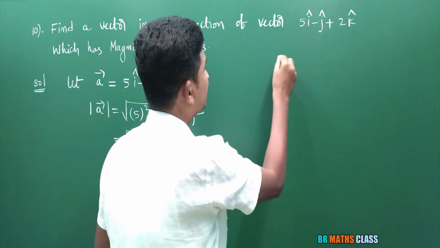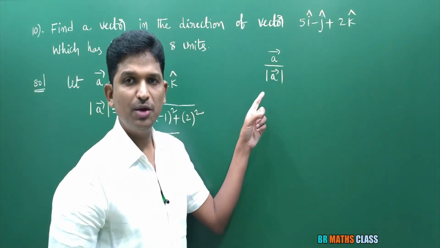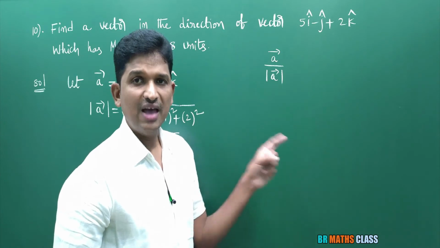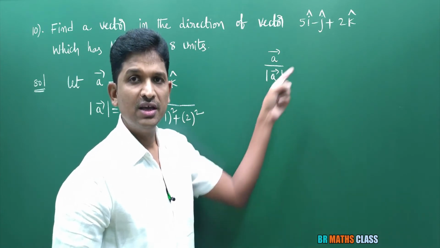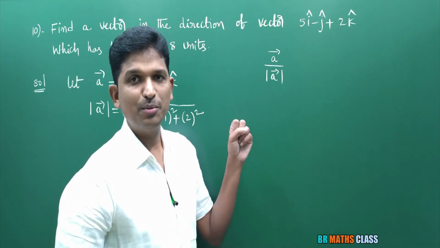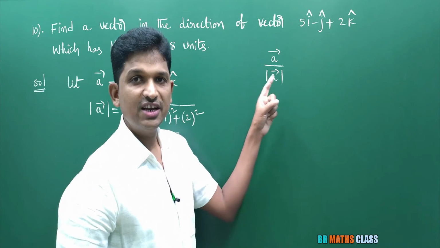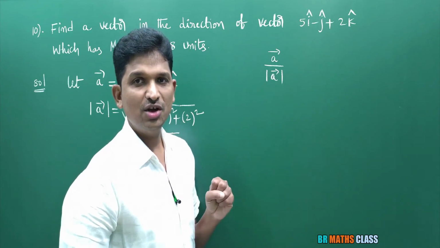You took this vector as a bar, right? What do you know about a bar divided by the magnitude of a bar? It is a unit vector. We did that in the last 3 problems. A bar divided by the magnitude of a bar is a unit vector along the direction of a bar. That means its magnitude is 1 and the direction of this vector is along the direction of a bar.